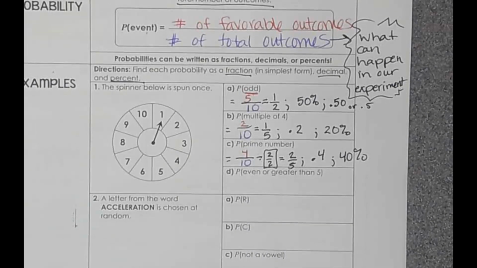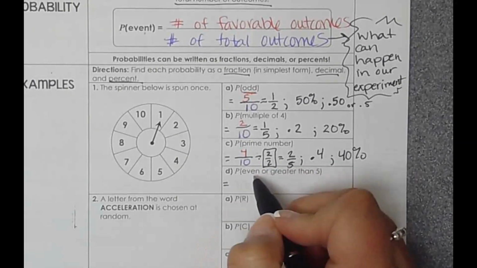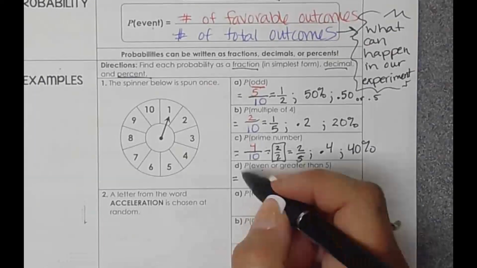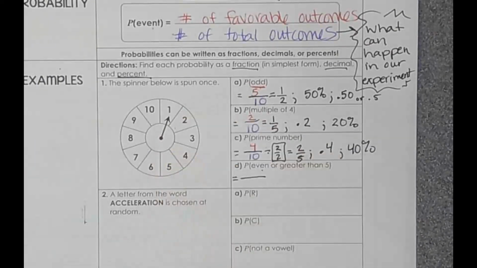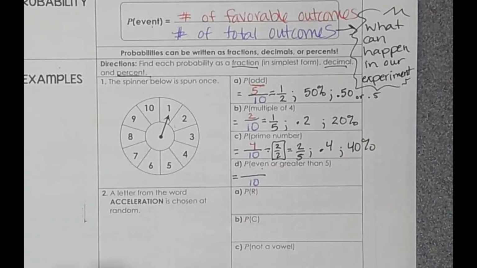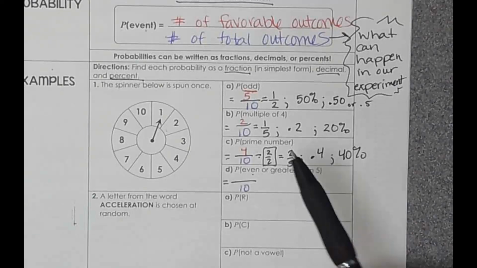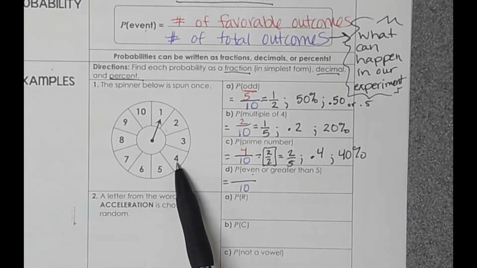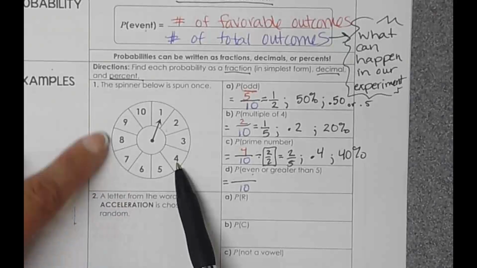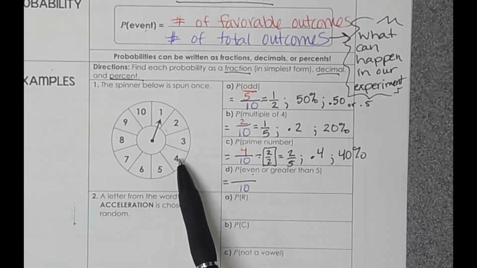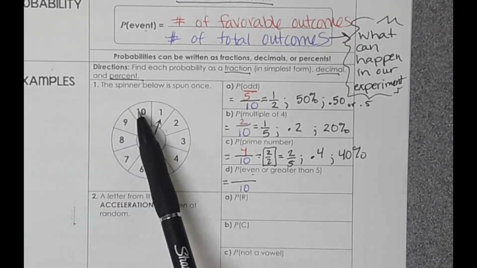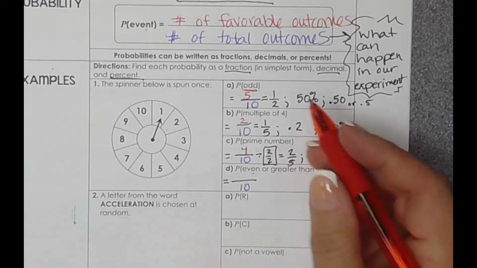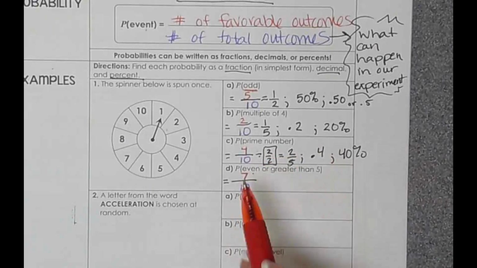Last but not least, even or greater than 5. So again, we still have 10 total outcomes. Denominator is 10. Now, even numbers. We have 1, 2 that are less than 5. And then all the numbers that are greater than 5 also count. So 1, 2, 3, 4, 5, 6, 7. So we have 7 outcomes that are even or greater than 5.